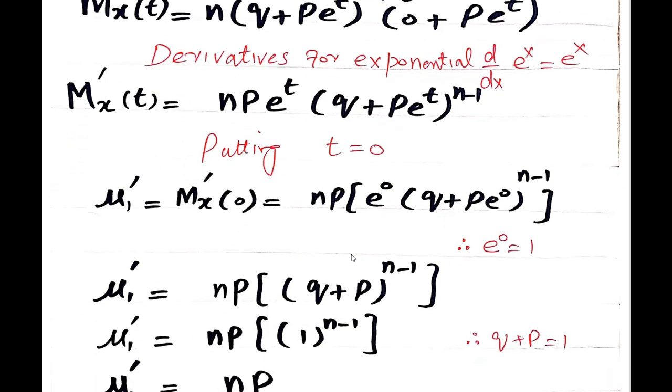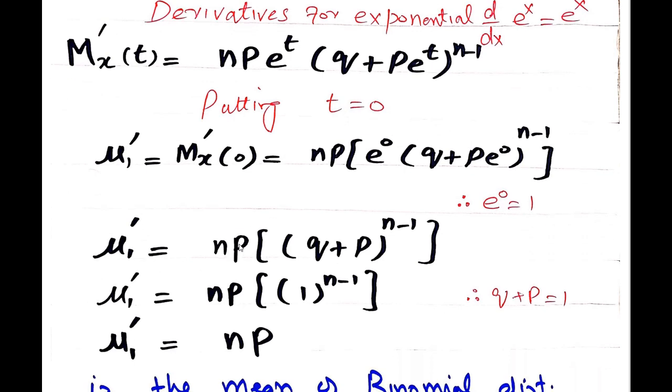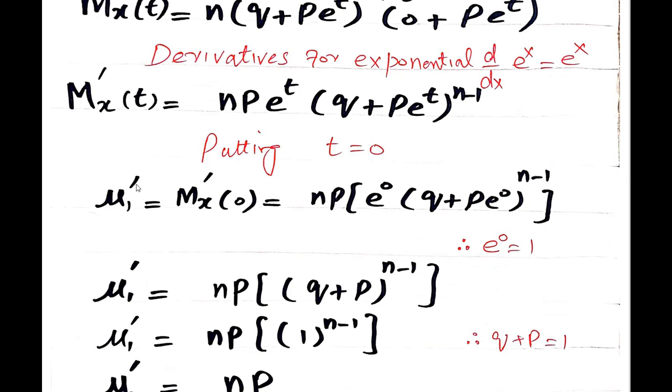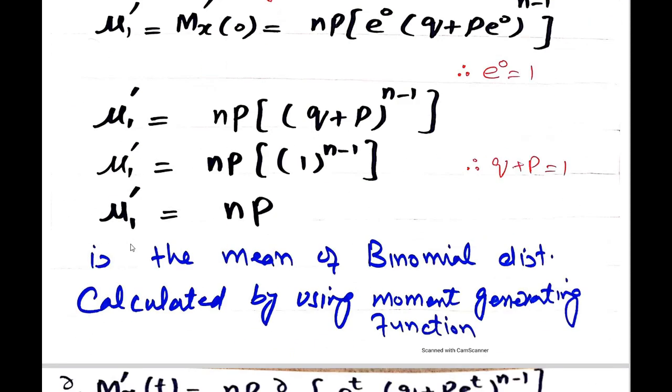Putting t equal to 0, np e^0 (q+pe^0)^(n-1). e^0 is equal to 1, so np(q+p)^(n-1). q plus p is equal to 1. So np times 1 power n minus 1 is np. So this is also equal to mu 1 prime, meaning the first raw moment. The first raw moment is equal to the mean, and so we prove the mean of binomial distribution by using moment generating function.